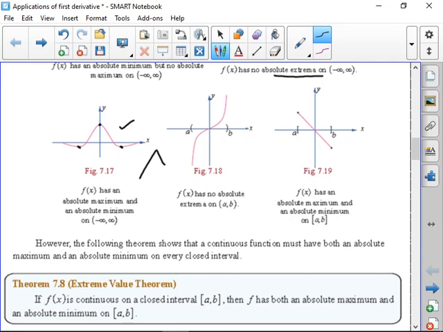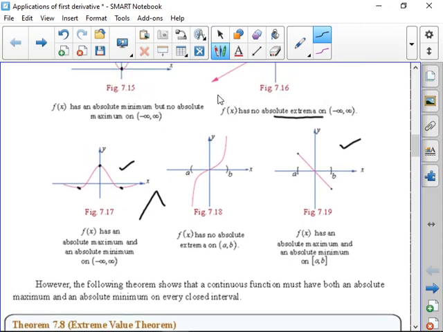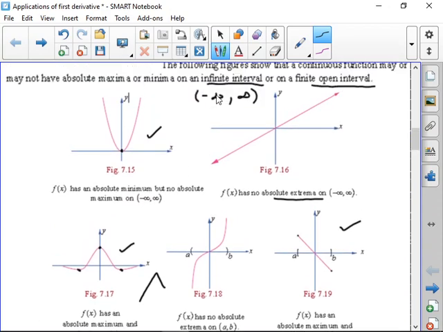But see this, the last one. F of x has an absolute maxima and absolute minima on the closed interval a comma b. See this top one. What is the difference between both? This one keeps going on; it can be extended to any length. But here, see, this curve has end points.